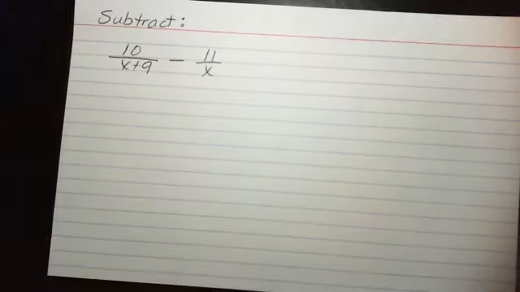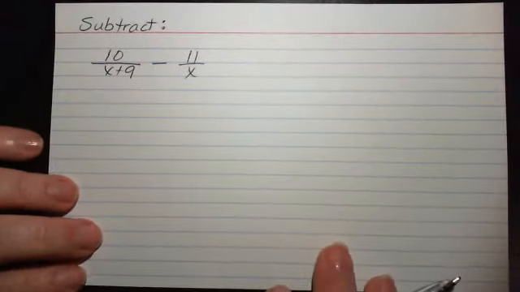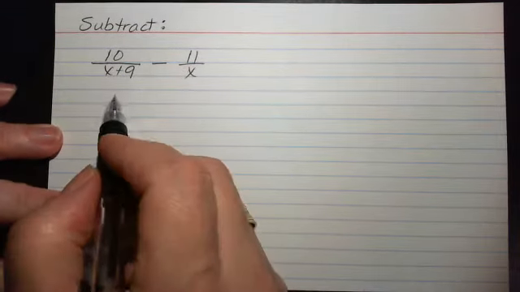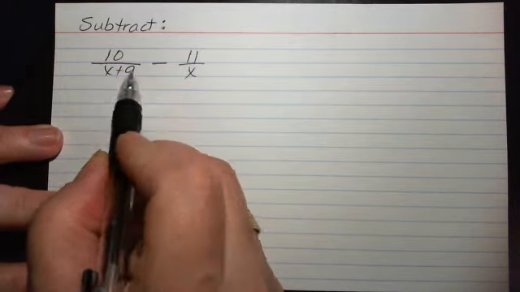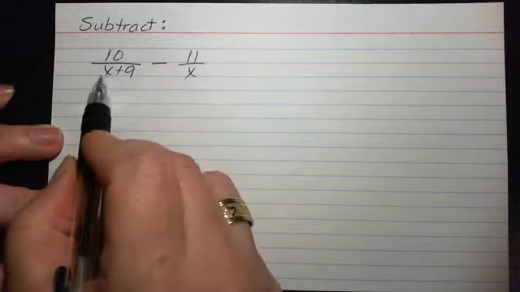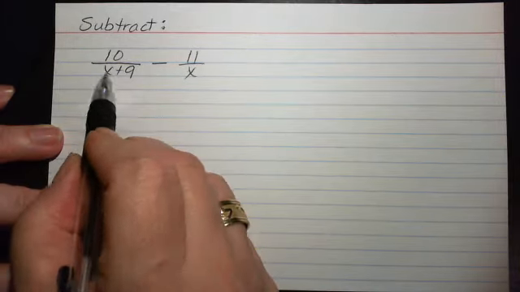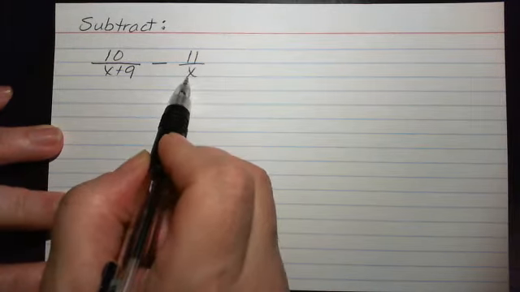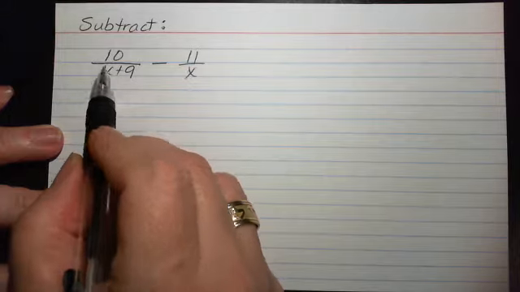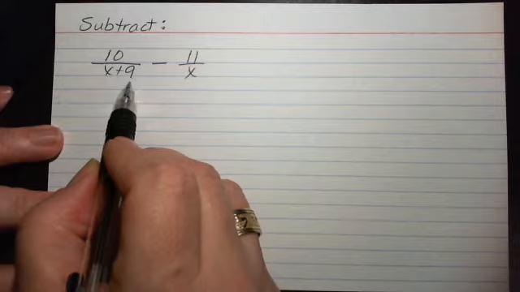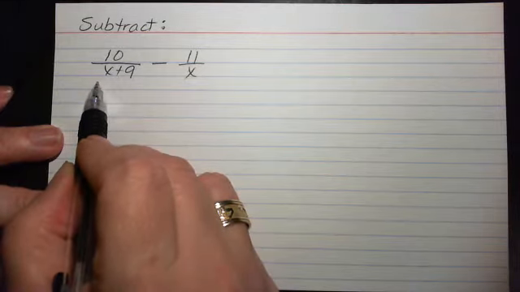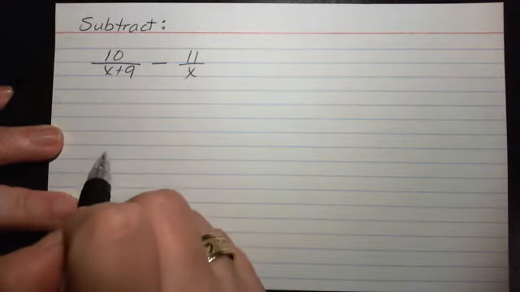Okay, let's look at another subtraction. Alright, this subtraction again needs common denominators. So this is a binomial denominator, this is a monomial, and they have no common factors. This x and this x, they look the same, but this one is not a factor, it's a term in a binomial. So they're not common factors.